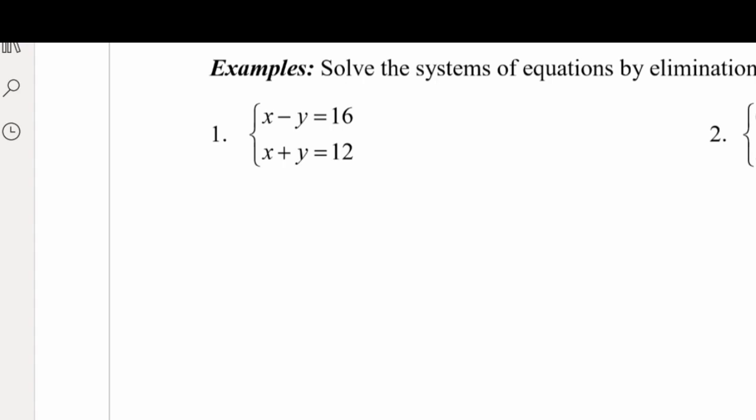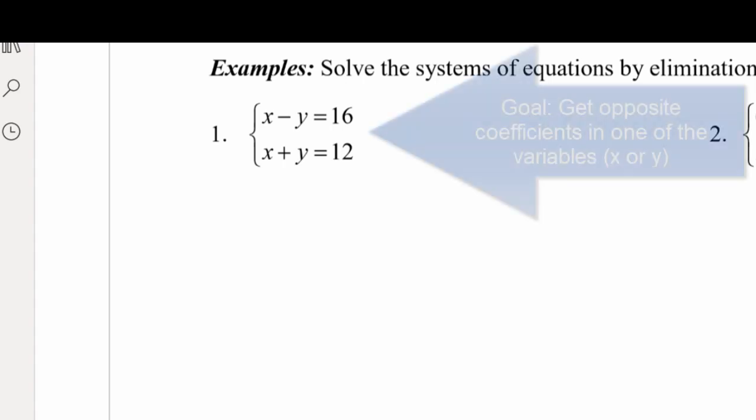In this video, we are going to talk about how to solve systems of linear equations using the elimination method, which sometimes is called the addition method. So you may see it called either one of those too. And this time our goal is to try to get our two equations rewritten in such a way that we have opposite coefficients in one of the variables.